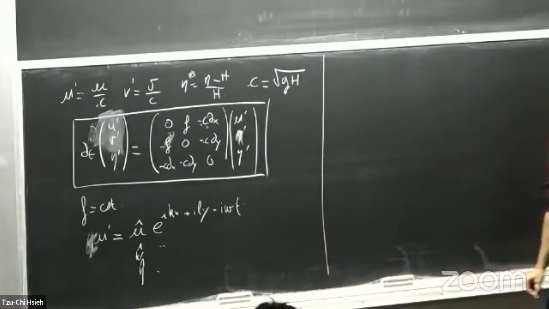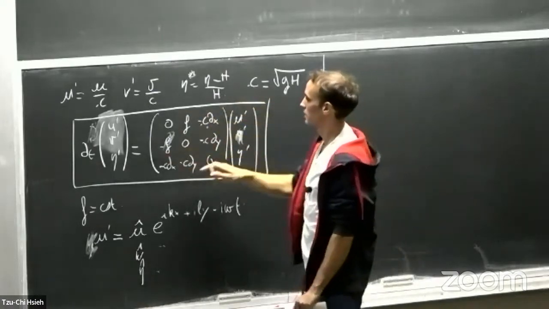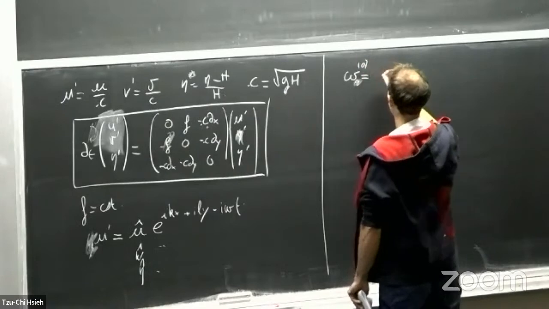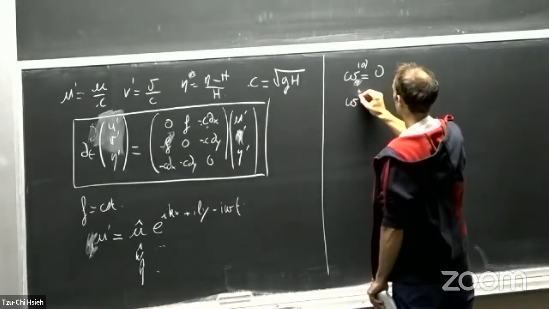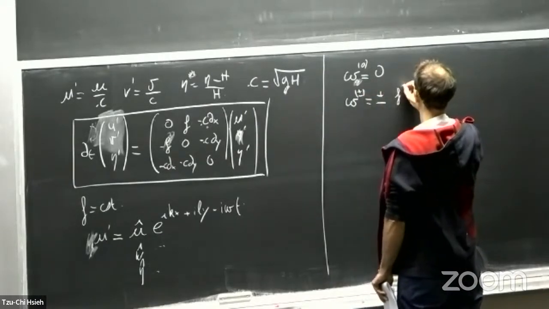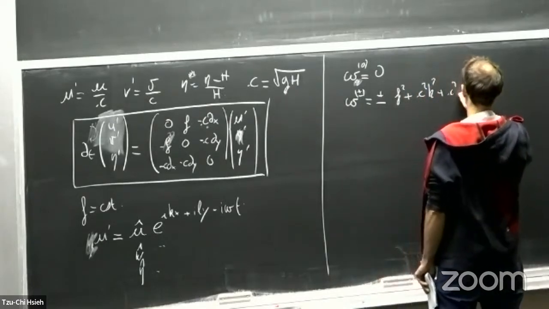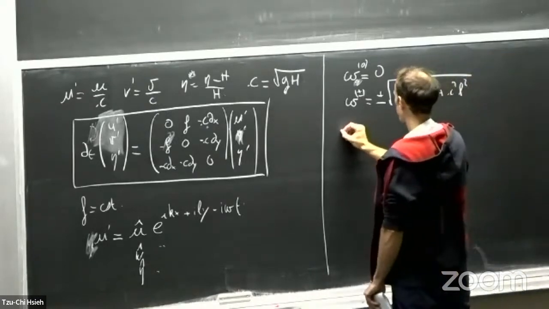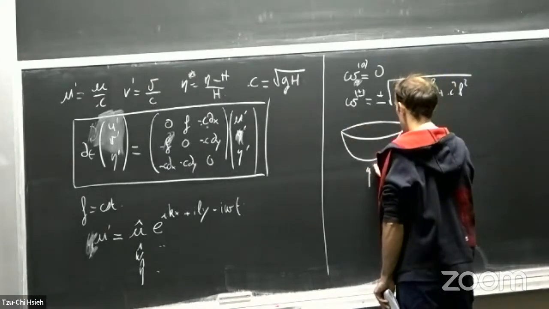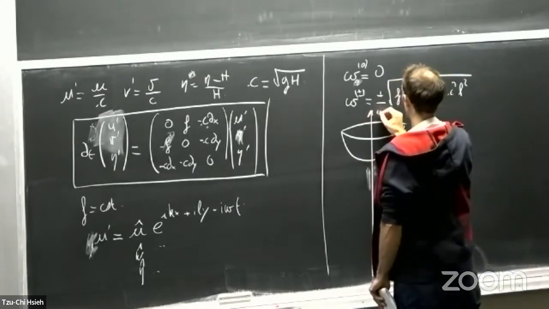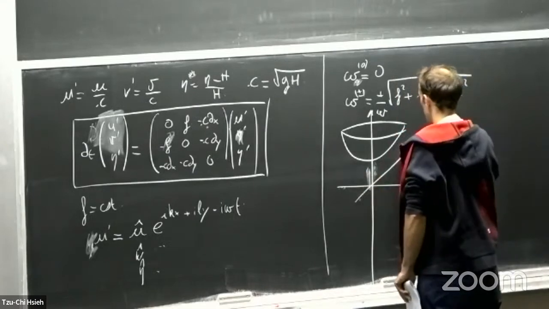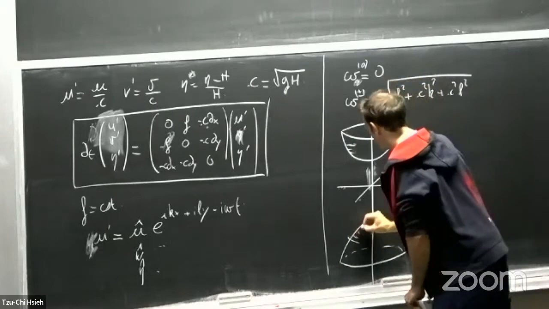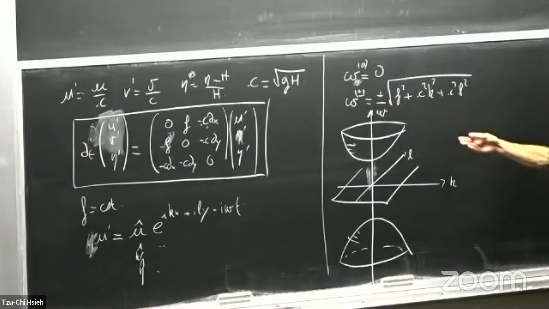When you do this, you find the dispersion relation, and you get a 3 by 3 matrix with coefficients here, and the solutions are one mode, let's call it omega naught, which is 0, and two modes, plus and minus, given by this. So let's plot those modes, omega as a function of k and l. So this is the dispersion relation of the Kelvin wave problem.